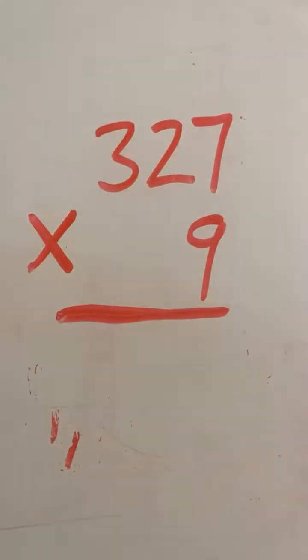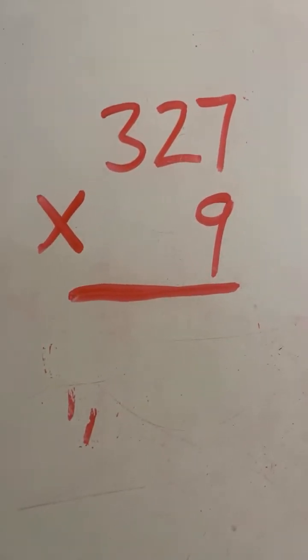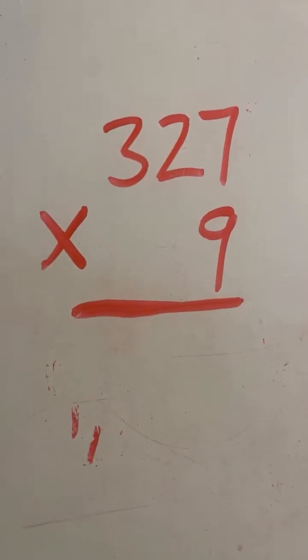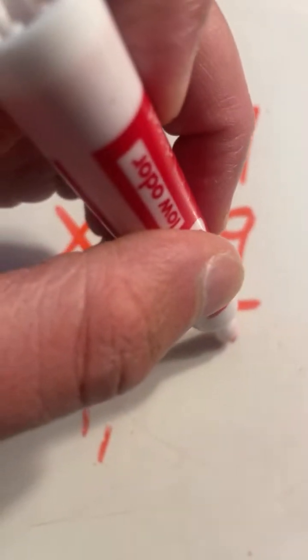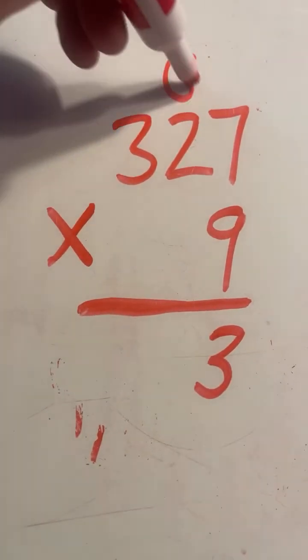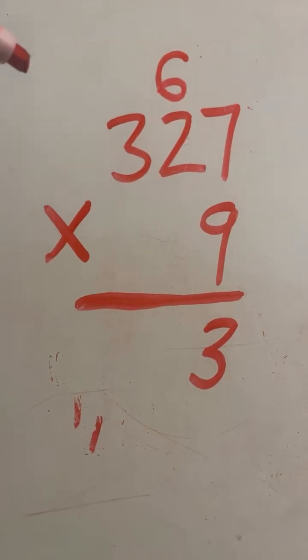All right, next example problem, 327 times 9. 7 times 9 equals 63. The 3 in 63 goes in the ones place. The 6 gets carried over to the tens place.